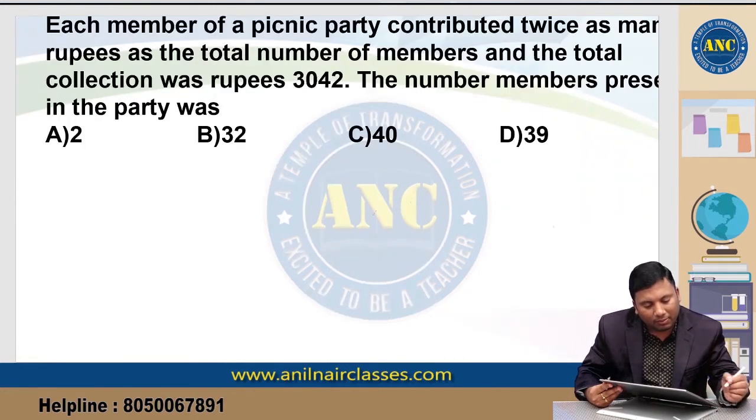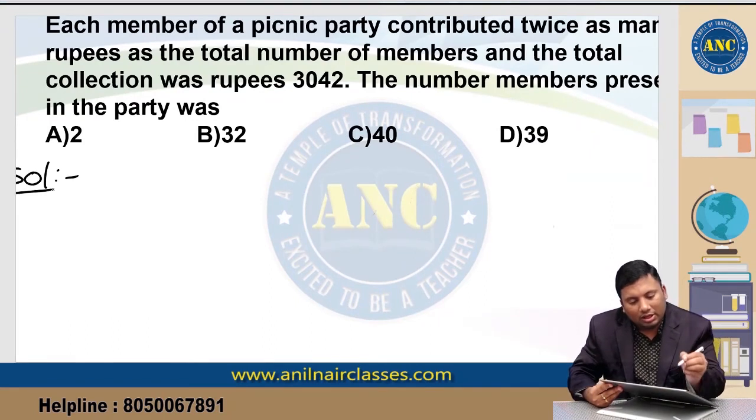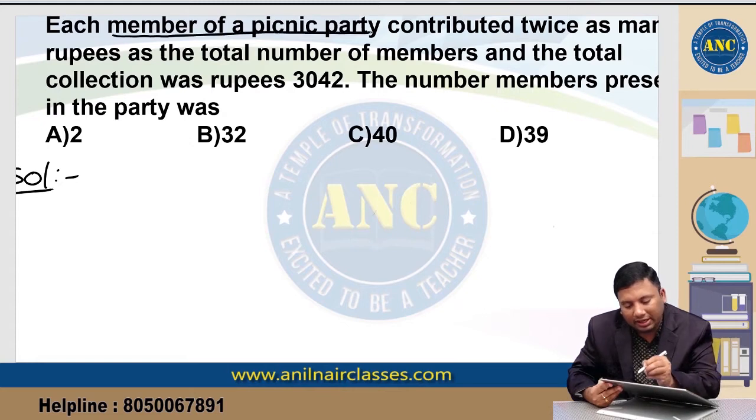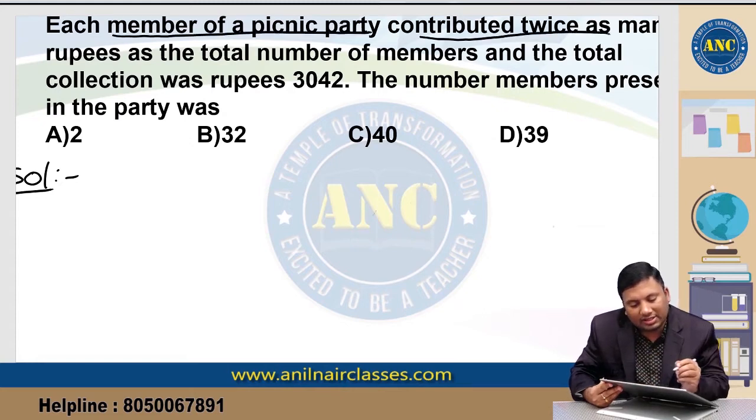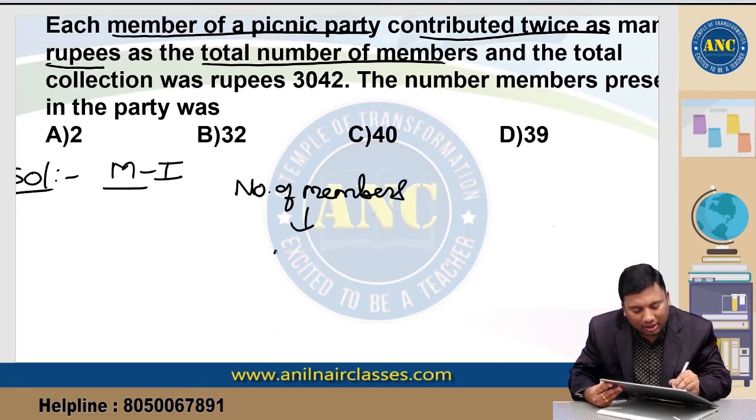Now we will get into problem solving. Please read this question once. Each member of a picnic party contributed twice as many rupees as the total number of members. Method 1. There are a total number of members, let me call it P. What is happening? Each member contributed twice as many rupees as the total number of members.